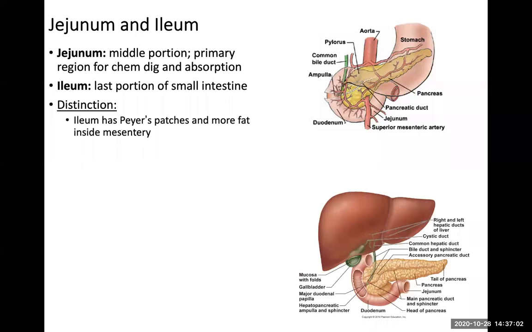So in the case of bicarb, to answer your question, bicarb is made by the pancreas, dumped into the duodenum. Trypsinogen is made by the pancreas, dumped into the duodenum, and then converted to trypsin by enteropeptidase, which is secreted by the cells of the duodenum, by those unicellular gland cells.